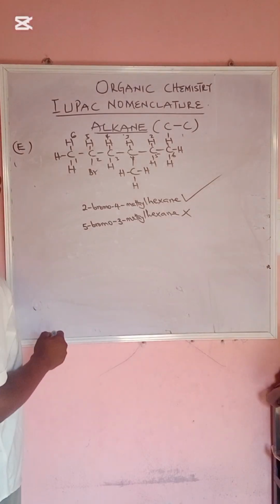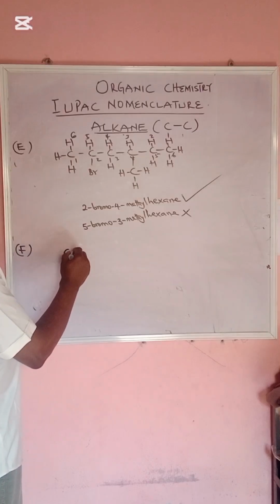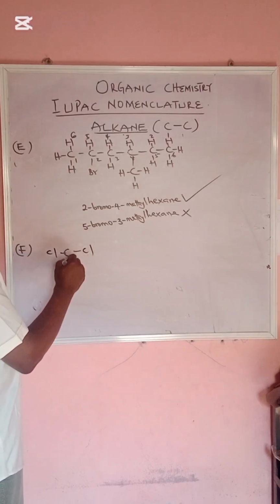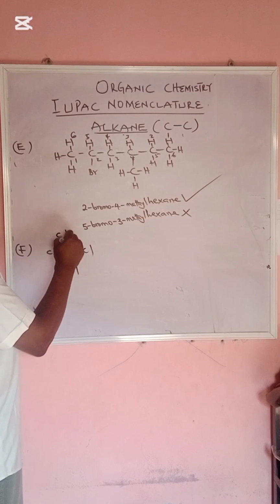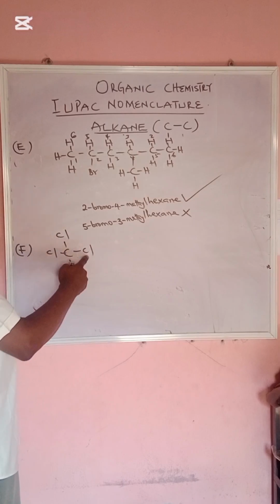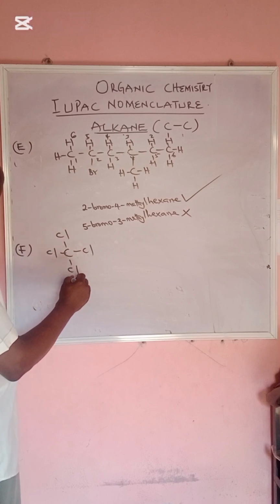Let's see one. Let's see chlorine here. Chlorine here. Chlorine here. Chlorine here. What's the name of this? Chlorine on carbon 1, chlorine on carbon 1, chlorine on carbon 1. So 1-chloro, another 1, another 1, another 1. Making how many chloro? 4. We will now say tetrachloro.